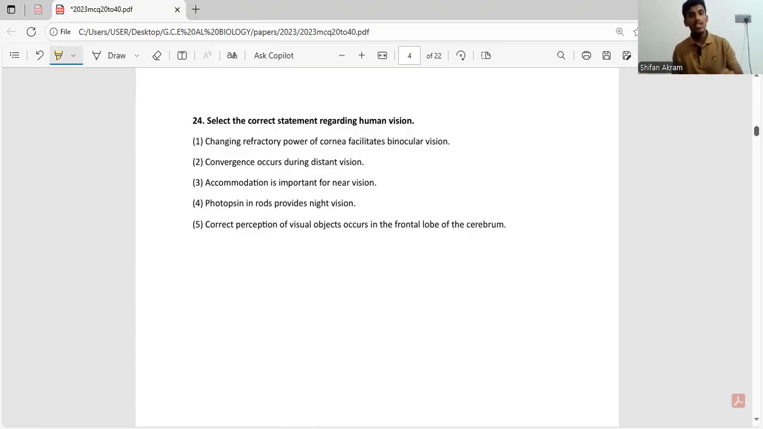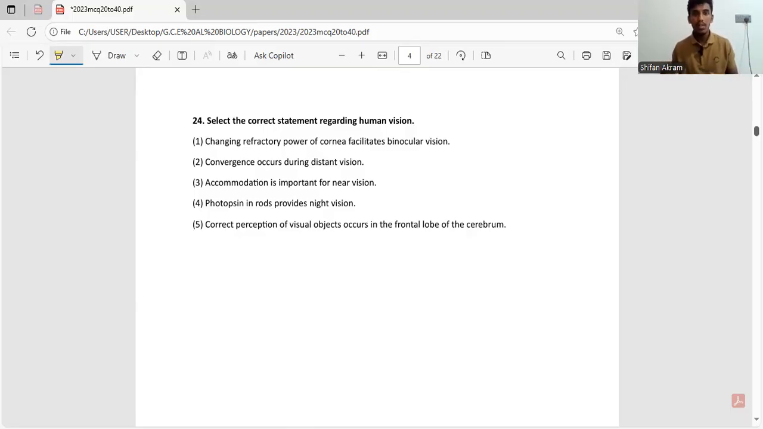Second one, convergence occurs during distant vision. What is convergence? Convergence is the movement of the eye muscles towards a nearby object, and it is really important during near vision, not distant vision. If you don't understand convergence, you can see now I am moving my finger towards my eye, and you can see the eye muscles moving towards the finger. So that's what convergence is. Again, that statement is wrong because convergence occurs during near vision.